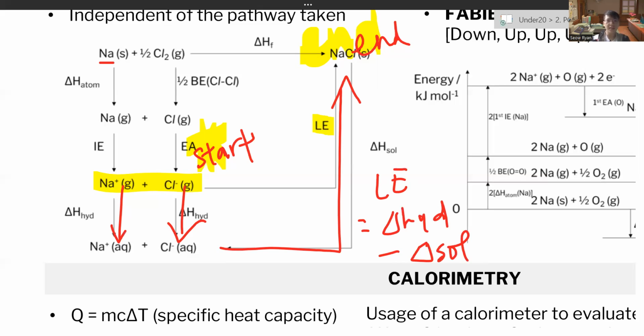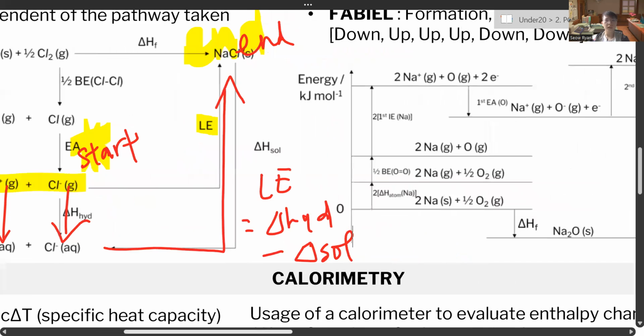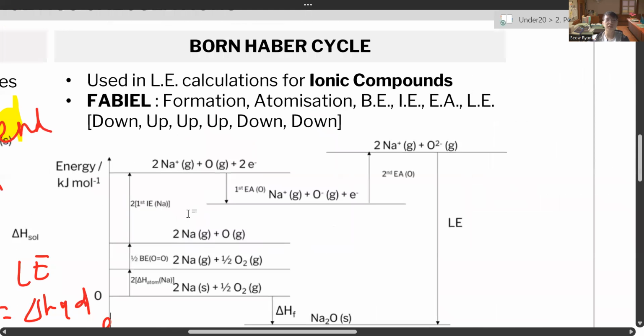Because we go against the arrow of the solution, so it's a minus. And that's how you use the arrows to your advantage. So you don't have to remember all of the formula, you just need to draw the arrows correctly, right? Okay, next is the Born-Haber cycle, which is used in lattice energy calculations for ionic compounds.